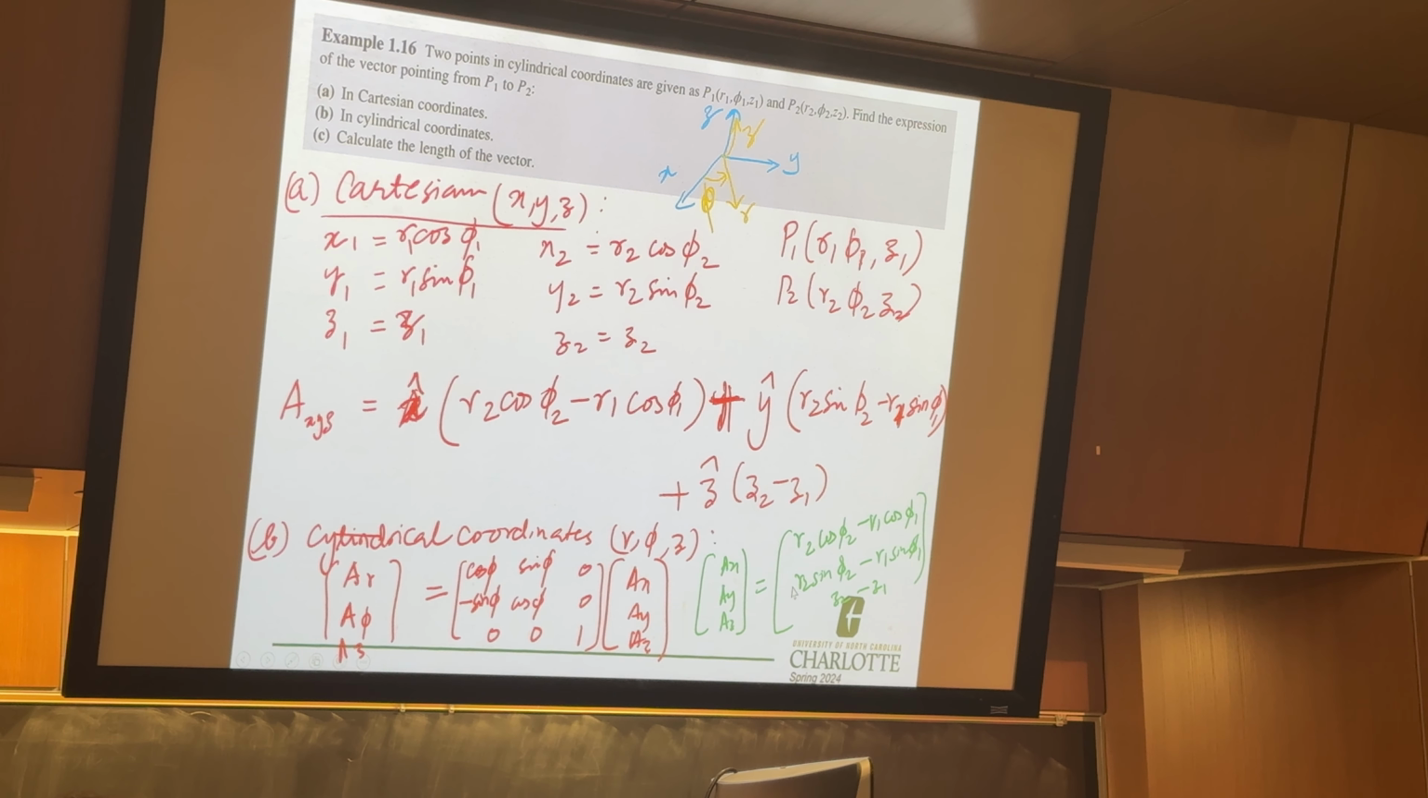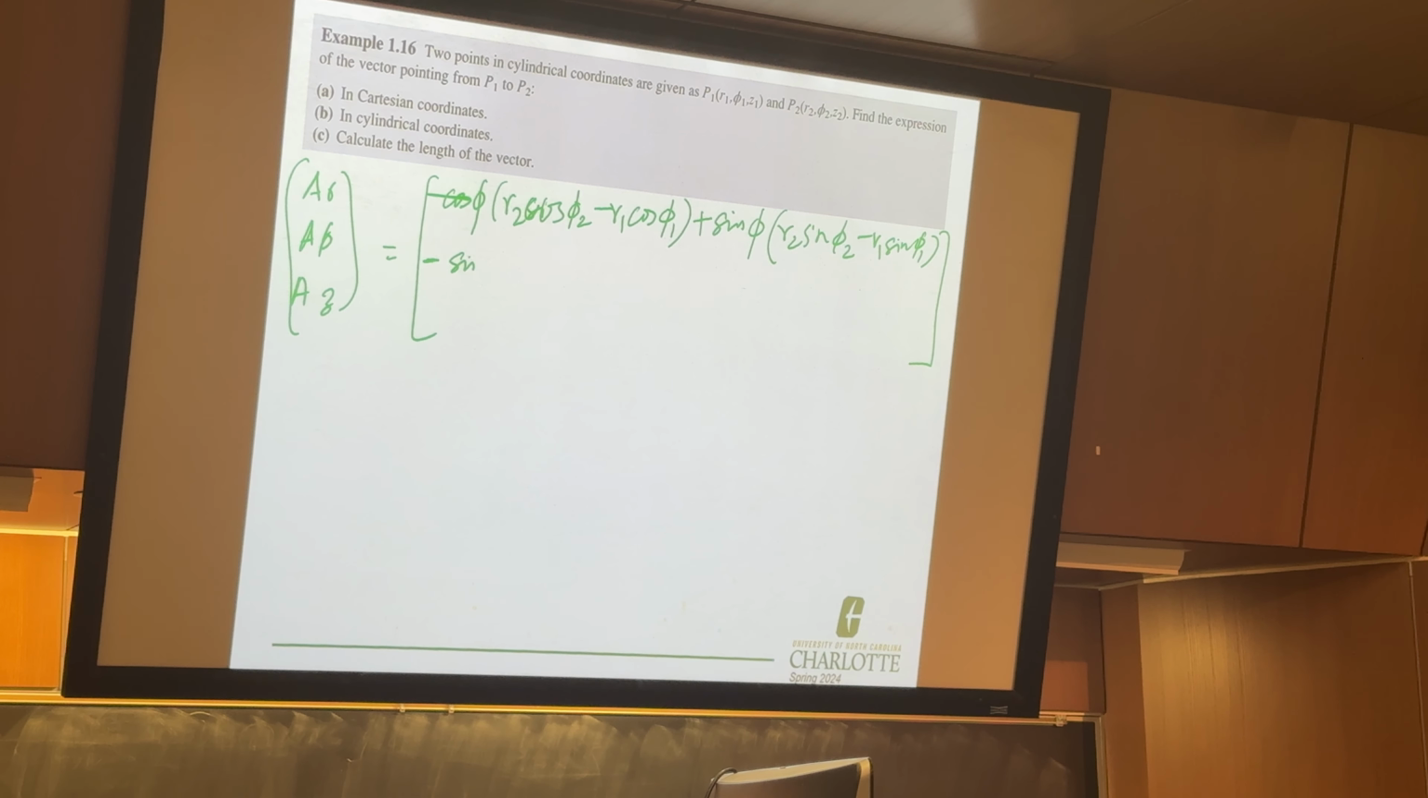And what is the next row here? You have to multiply minus sine phi by the top row: minus sine phi times R2 cosine phi2 minus R1 cosine phi1, plus cosine phi multiplied by the second row: cosine phi times R2 sine phi2 minus R1 sine phi1. And finally you get Z2 minus Z1.